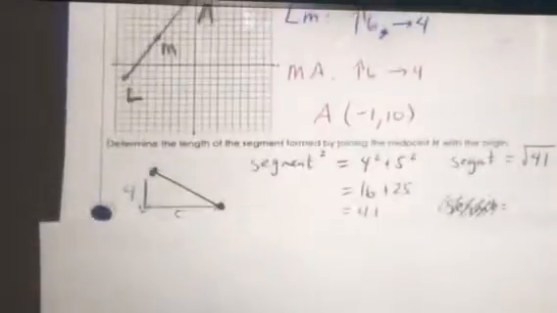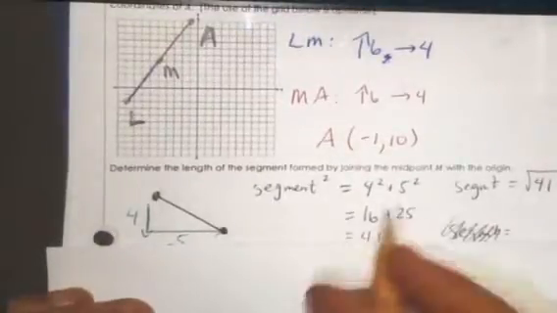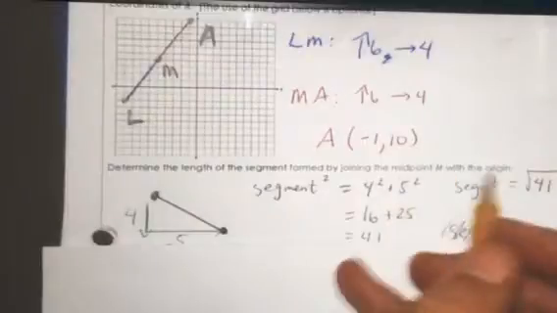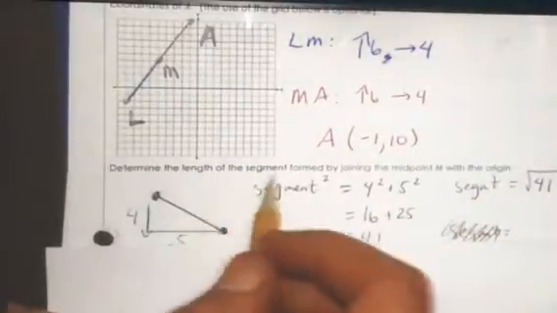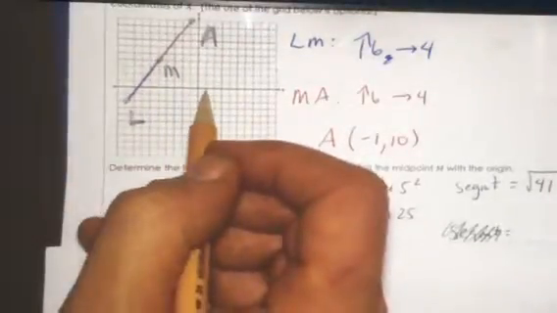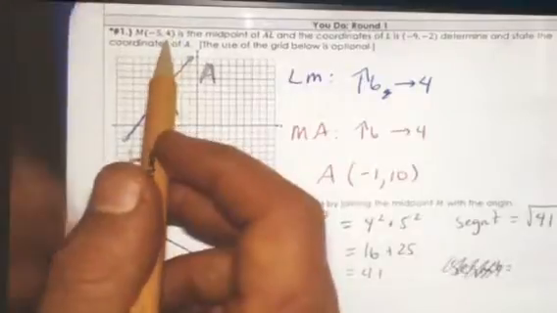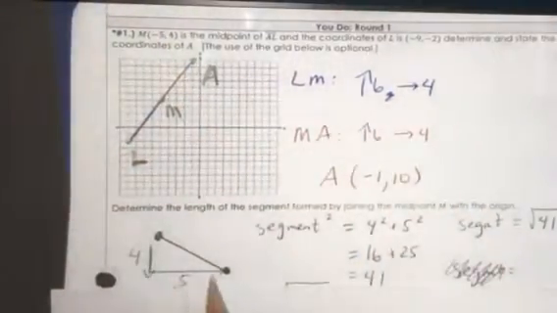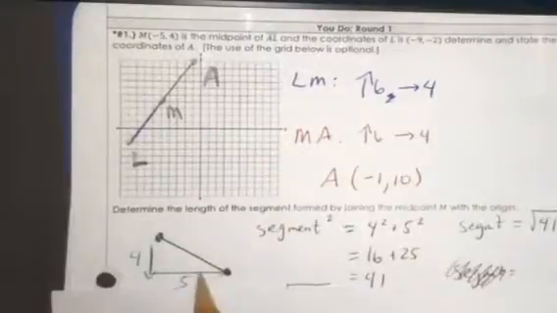Oh, now here there's more. Okay. Determine the length of the segment formed by joining the midpoint with the origin. So here's a question where you need to read very carefully. They're asking how far would a segment be from M to the origin? So we've got the coordinate M at negative 5, 4. And now we have to think about how far down and how far right to get to the origin. We need to go down 4 and right 5.